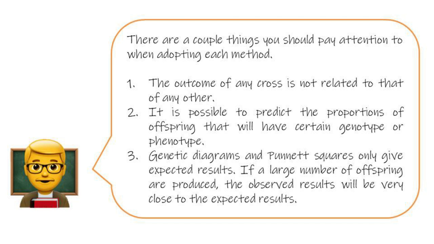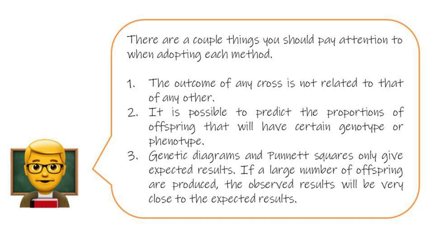There are 3 important points you should pay attention to. First, the outcome of any cross is not related to that of any other. Second, it is possible to predict the proportions of offspring that will have a certain genotype or phenotype. For example, when offspring are selected at random, 3 out of 4 will have free earlobes and 1 out of 4 will have attached earlobes.